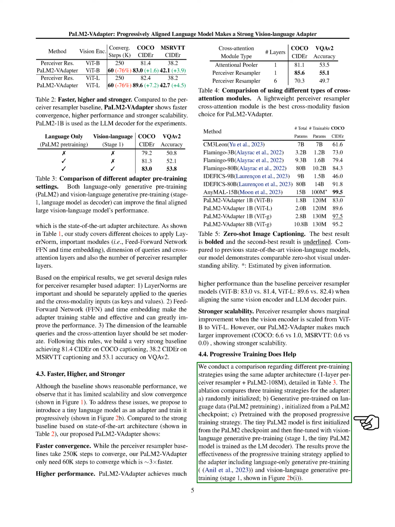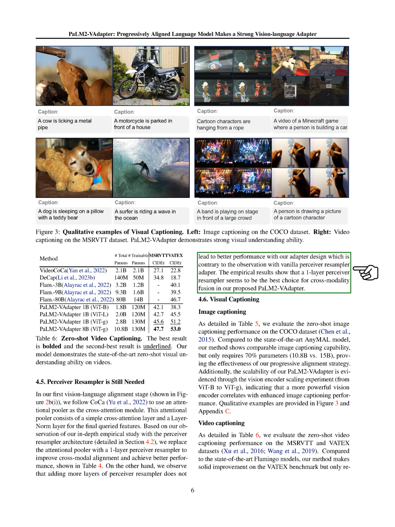Initially, we used an attentional pooler for cross-attention in our first vision-language alignment stage. However, our in-depth empirical study led us to replace it with a one-layer perceiver resampler, which proved to be the optimal choice for cross-modality fusion in our PaLM2-VAdapter, contrary to the performance plateau observed with additional resampler layers in other designs.